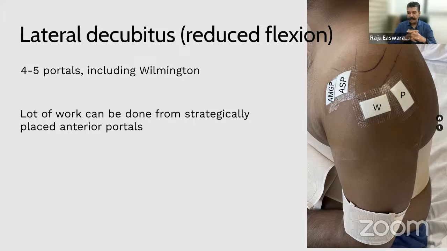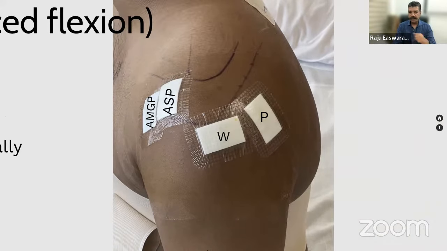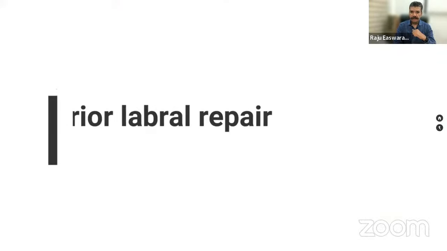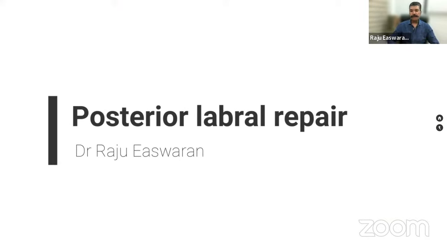And what is important to realize is that, due to the smallness of the glenoid, a lot of work on the posterior side can actually be done from strategically placed anterior portals. So these are the 4 portals that are used: the Wilmington, the posterior portal, the anterosuperior, and the anterior midglenoid portal. I'll just run you through the video.